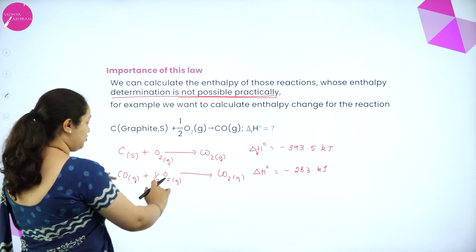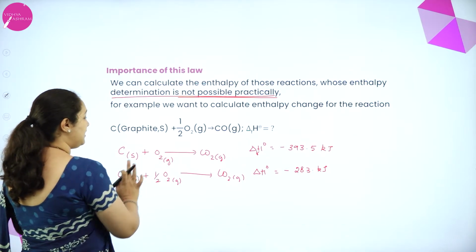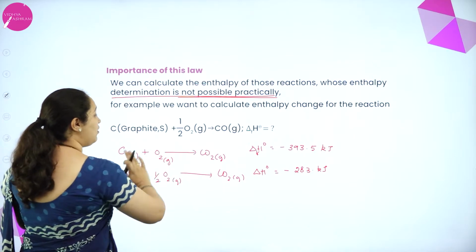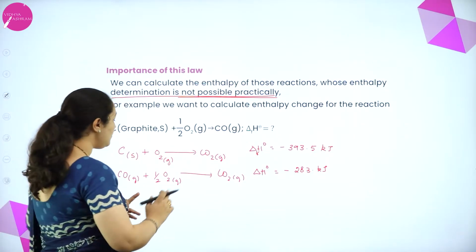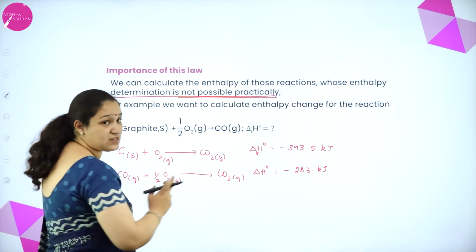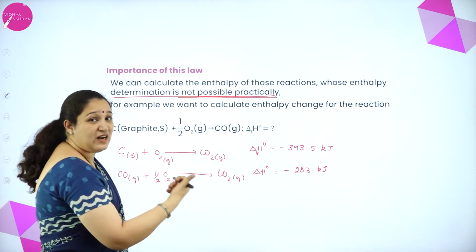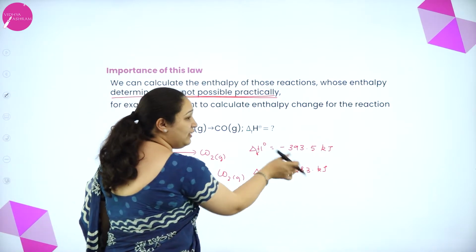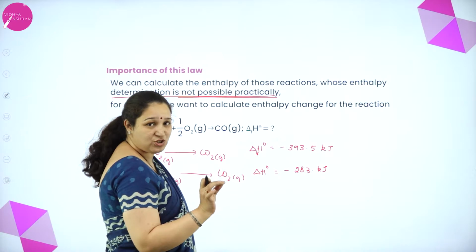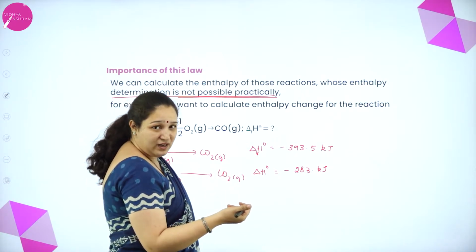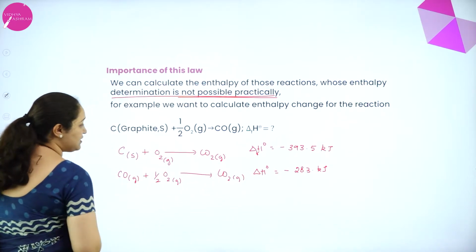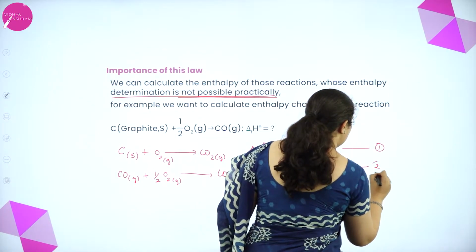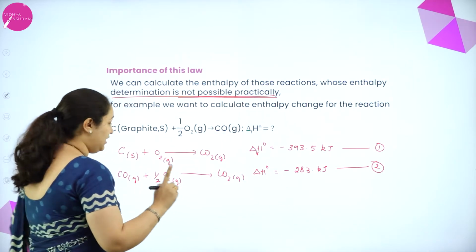Add up these two reactions. I don't want carbon monoxide and O2 here. Carbon monoxide I want on the product side. So I'll take this reaction and reverse it. When I reverse the equation, the value also will reverse. That's all, the delta H naught value will be reversed. So I'll consider this as equation 1 just for our convenience, and this as equation 2. Now I'll reverse equation 2.